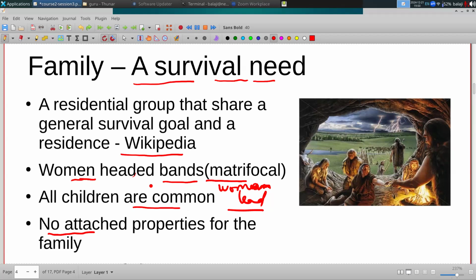So when you have something like this, obviously there is no exact relationship between husband and wife, right? Today there is one pair, tomorrow there may be another pair. That is why we do not know who is the father of the kids. So that's why it is women led. Okay.